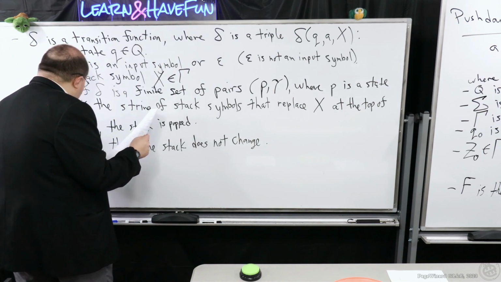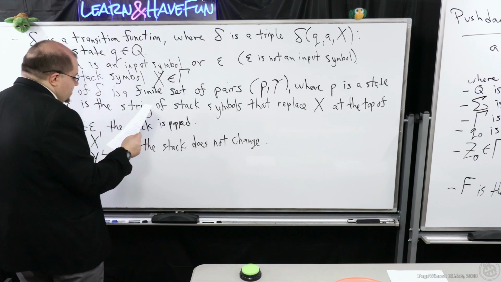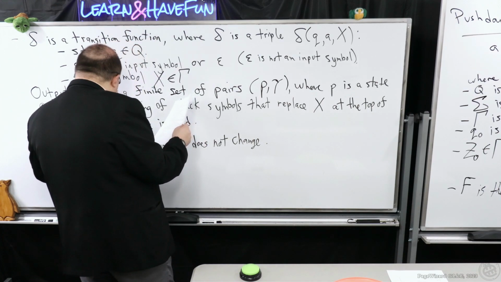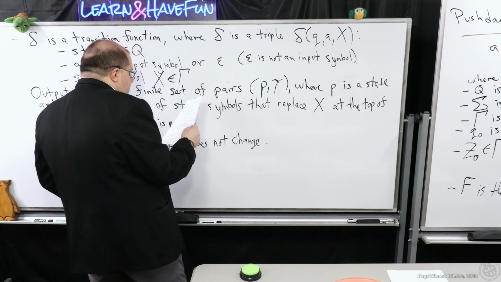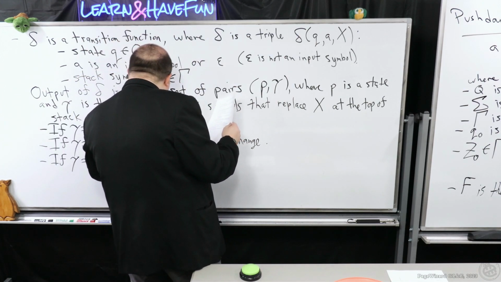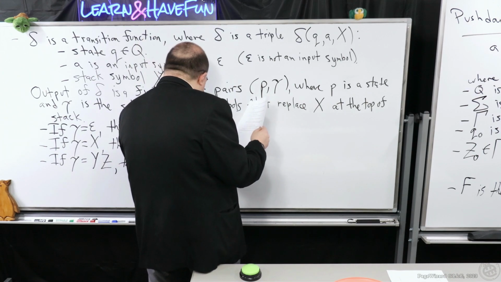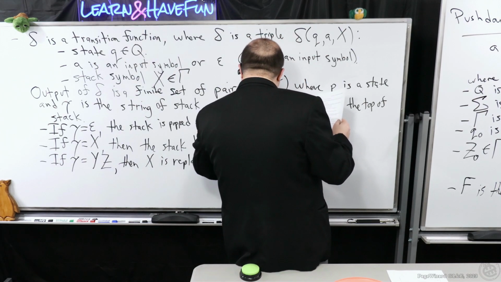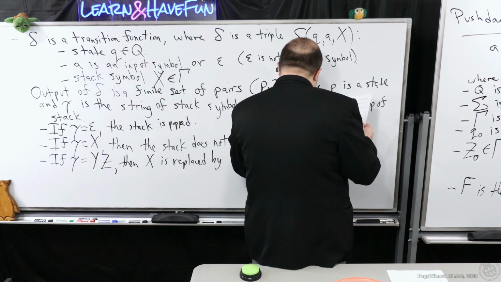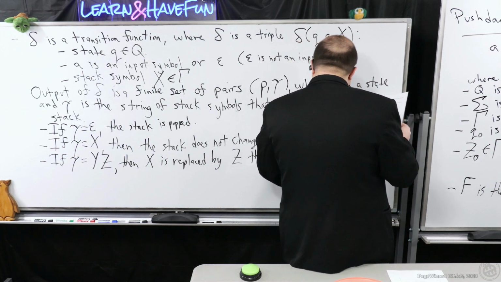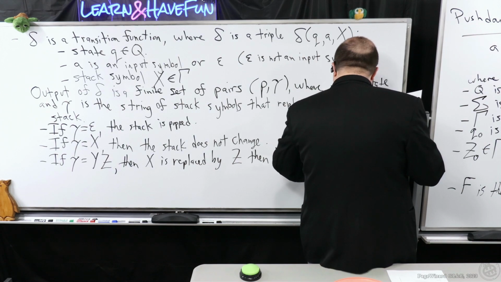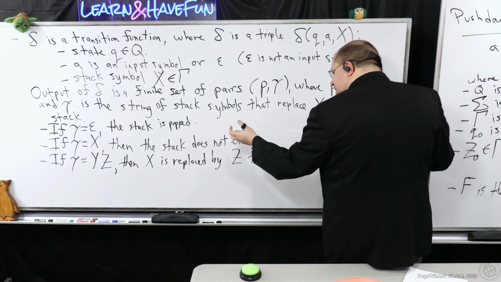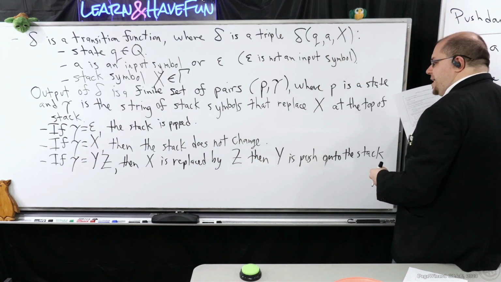And of course, suppose that lowercase gamma is YZ, then X is replaced by Z, then Y is pushed onto the stack. So we have a little bit of pliability here when it comes to how we consider this third case.